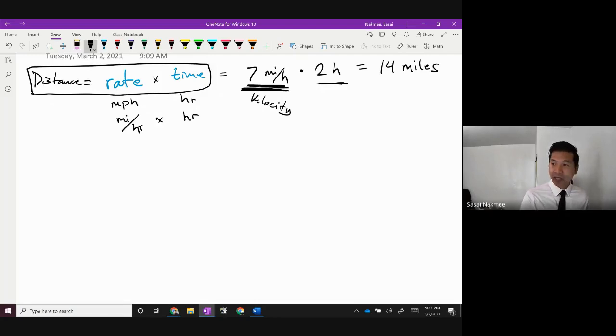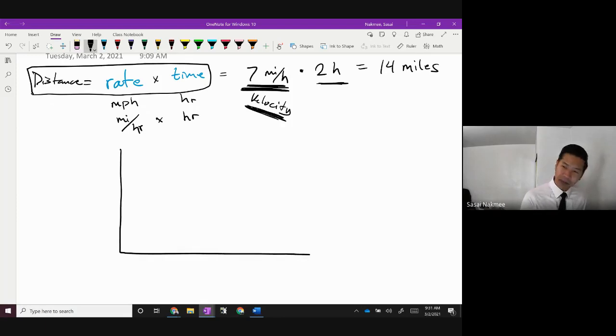Anyways, here's the idea. If I were to graph the function of this velocity, let's say I have an XY axis right here. There's no negative values here. Let's say the x-axis is going to be time, and the y-axis is the velocity, which is a function of time.